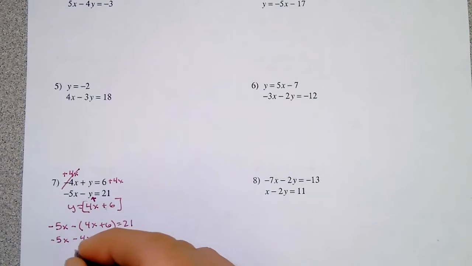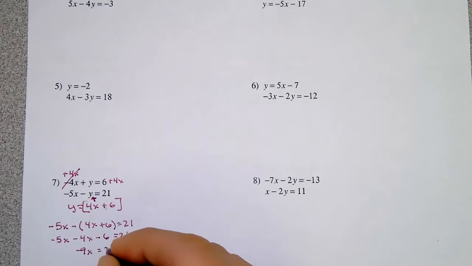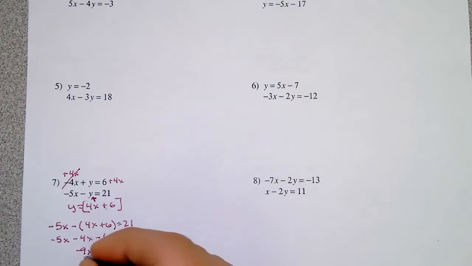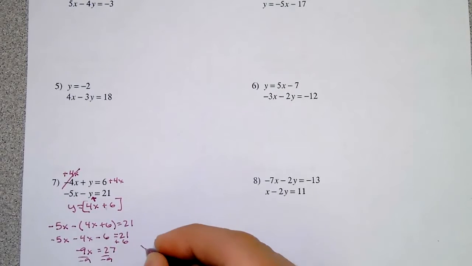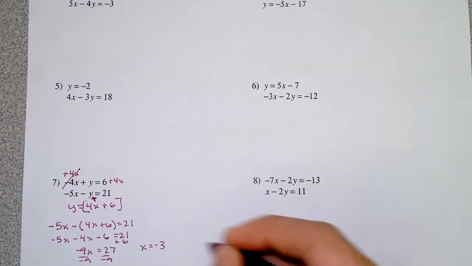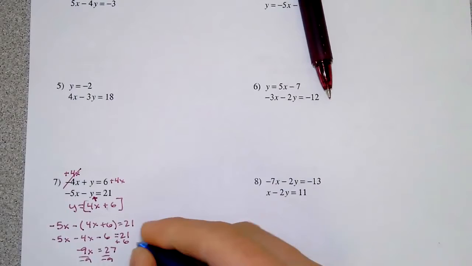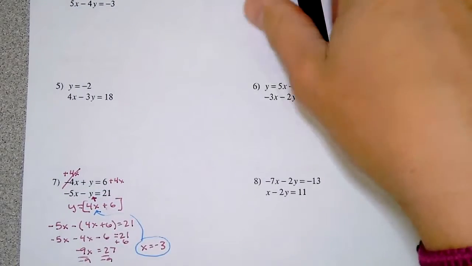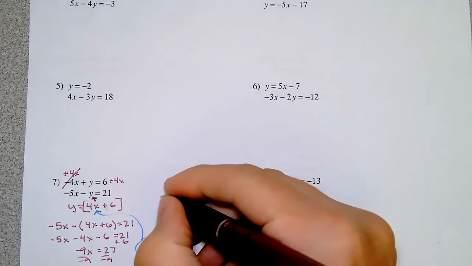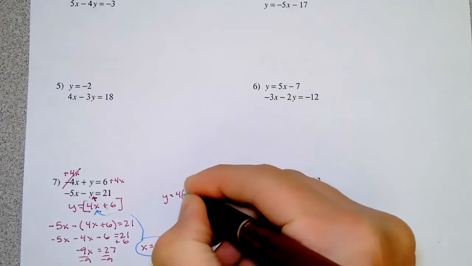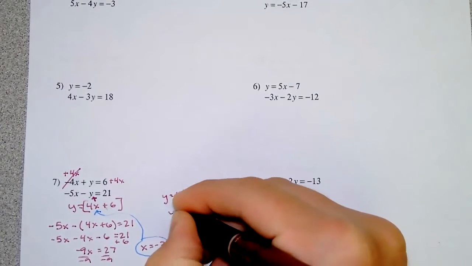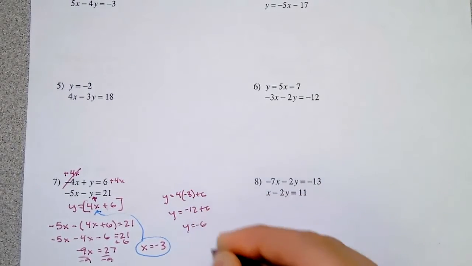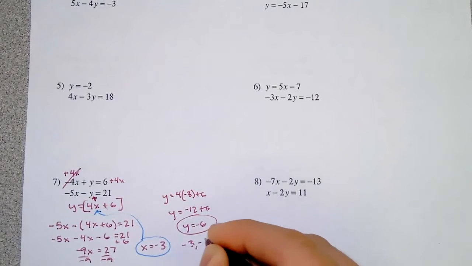Add the 6 to the other side. Combine the x's. So I get negative 9x equals 27. Divide by negative 9. So x equals negative 3. Plug it back in for that x there. y equals 4 times negative 3. y equals negative 12 plus 6. So I get (negative 3, negative 6).